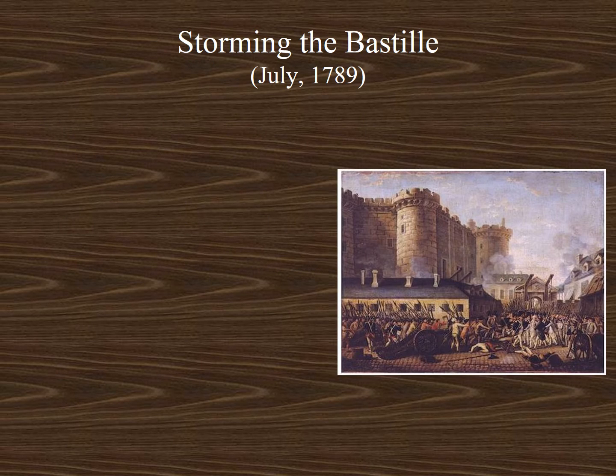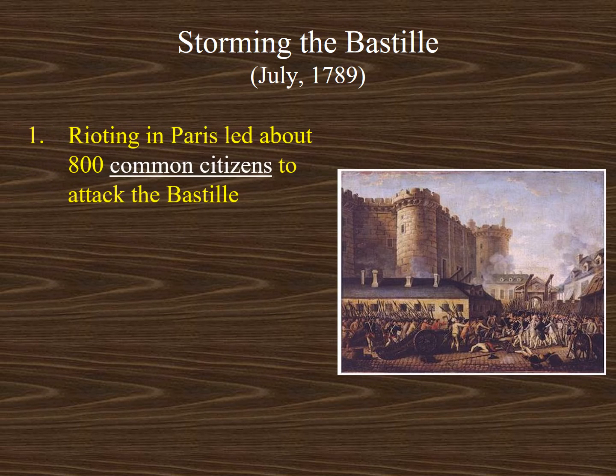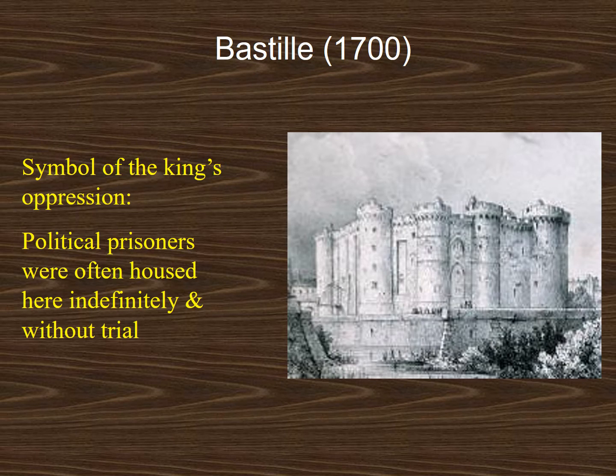In July of 1789, a group of about 800 average citizens made up of housewives, skilled and unskilled workers, and shopkeepers got together and attacked the government building called the Bastille. Hopefully you remember this slide from a previous presentation. The Bastille was a place where political prisoners were maintained.